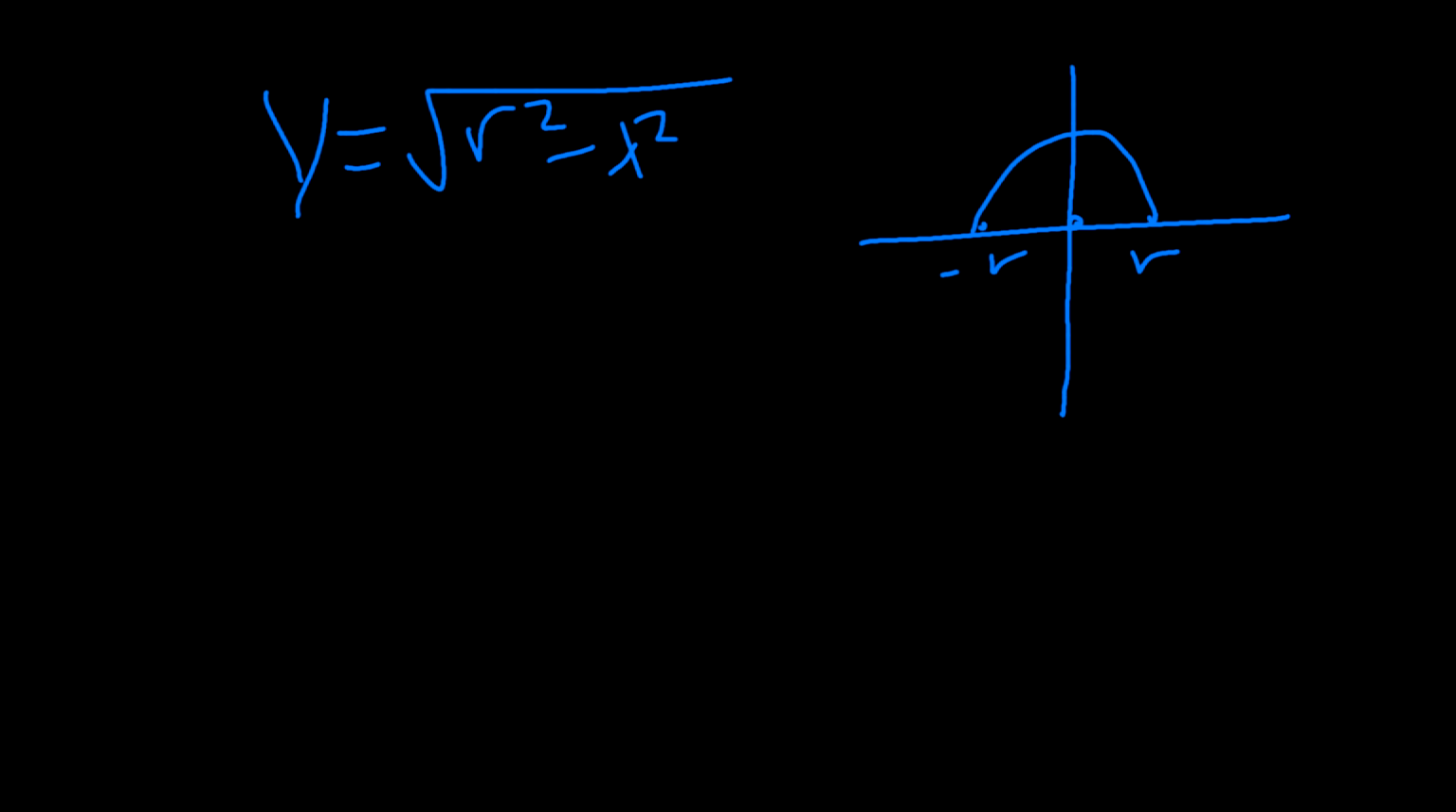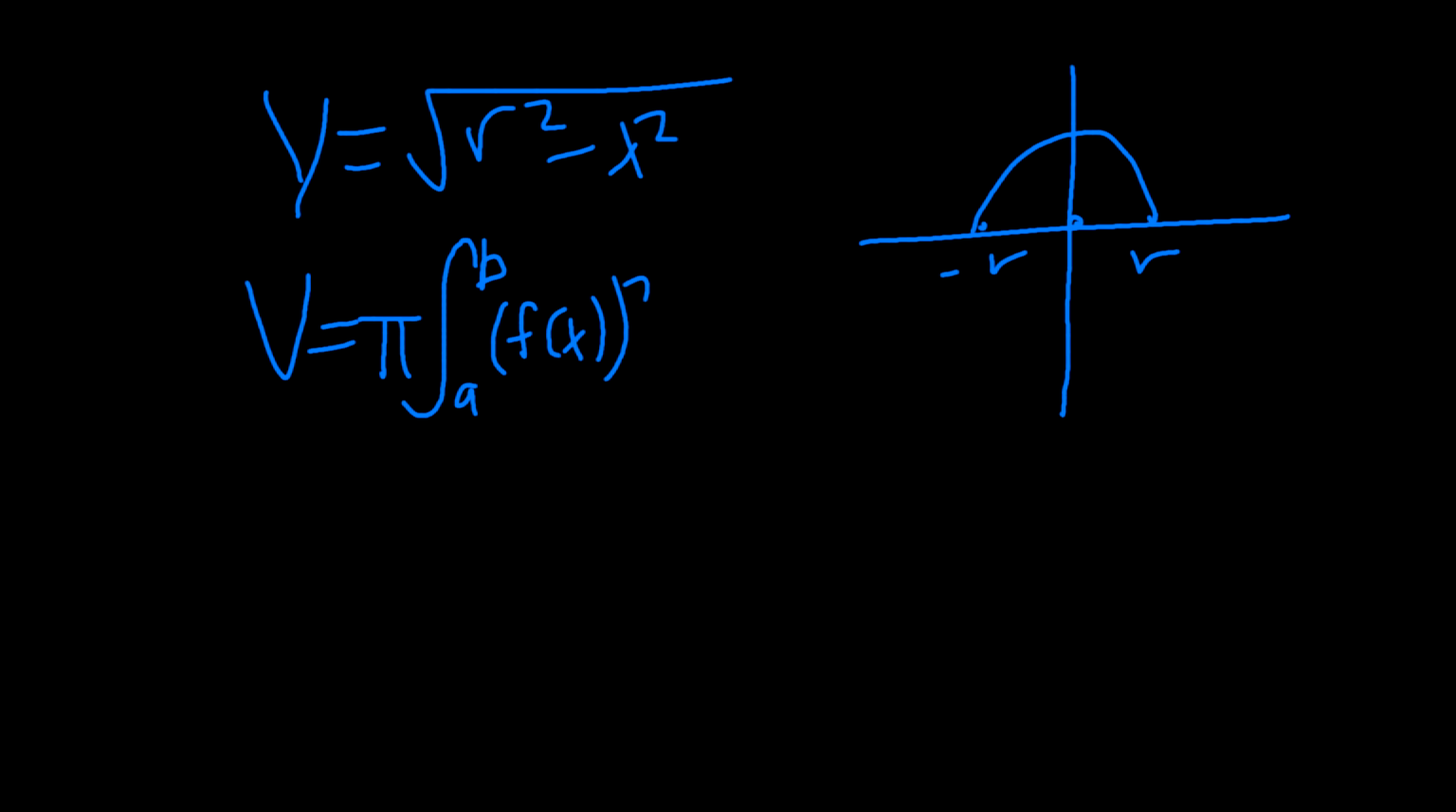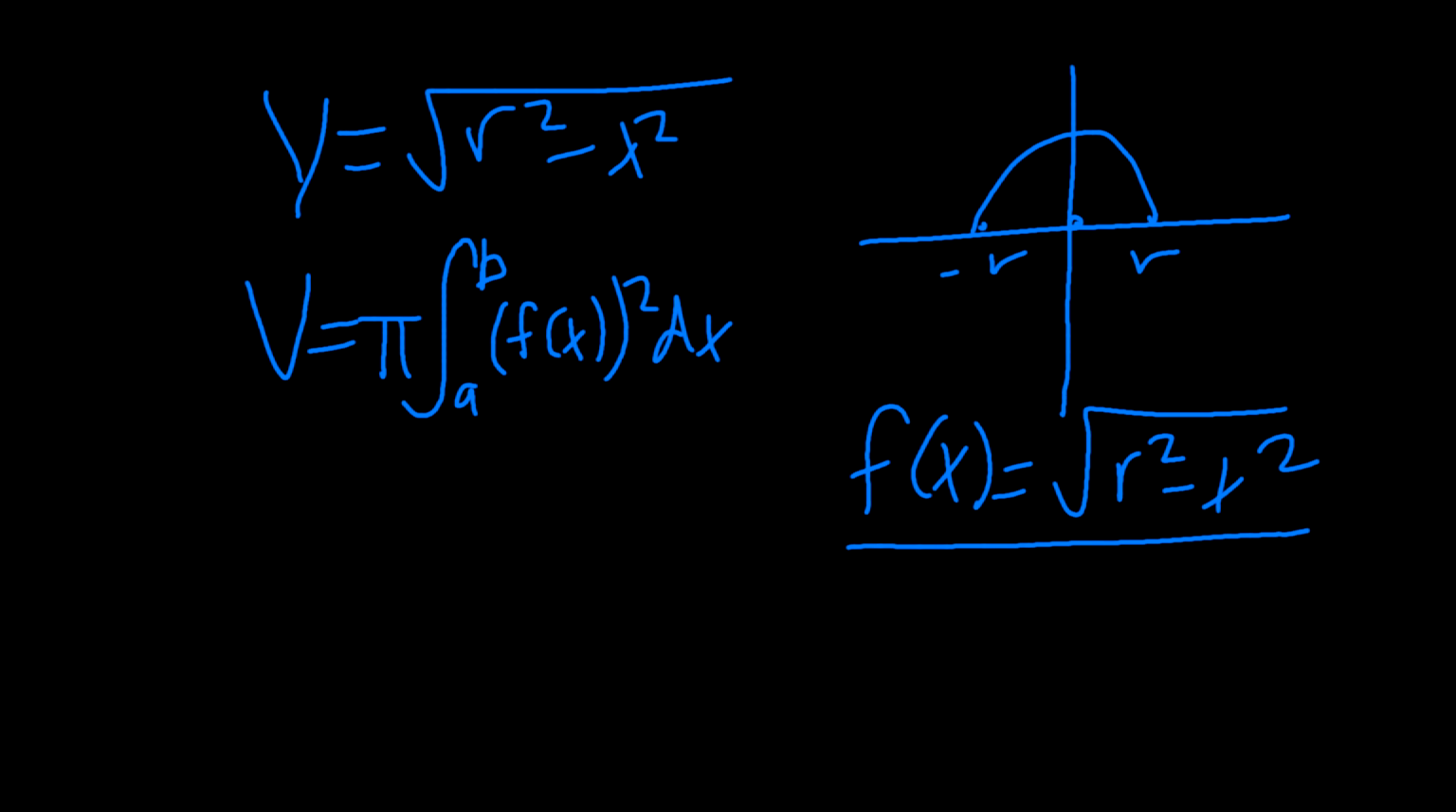Now, there is a formula to find the volume of a solid that's created by using solids of revolution, and that formula is volume equals pi multiplied by the integral from a to b, those being the lower bound and upper bound, of f of x squared dx. Now f of x is just the function that you're revolving about the x-axis. So I'm going to rewrite y equals the square root of r squared minus x squared as f of x equals the square root of r squared minus x squared. This is the function that we're going to use.